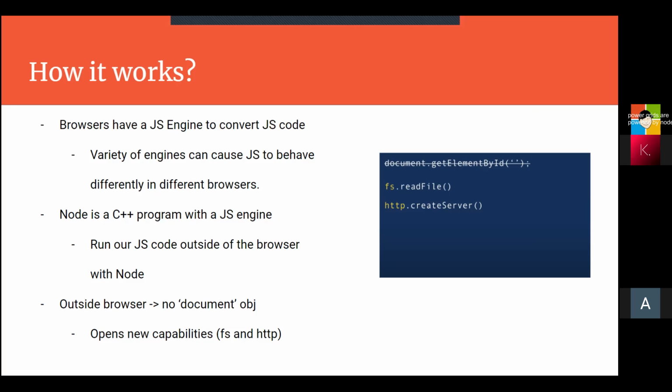And Node is also outside the browser. So there is no document object or window object, but you'll see that in the demo. There's instead a global object, which replaces the window. And there are also a lot of new capabilities, like the ability to work with things like the file system or listen to requests on a port, which you can't really do with vanilla JS.